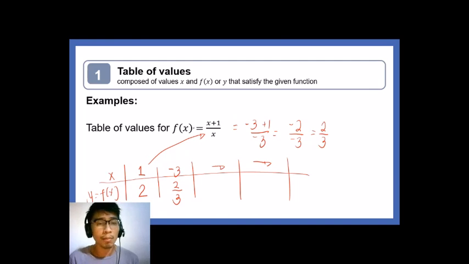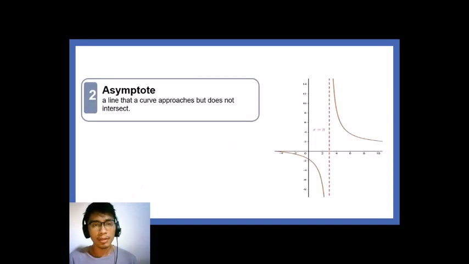So what are the numbers that will not satisfy for the value of x? Obviously, once the value of your x is 0, your denominator will become 0, and that will become undefined. So you avoid the values that will make your equation undefined. Whatever you put on your table of values, simply the values that will satisfy the given function, ladies and gentlemen. Okay, so that is the first representation, the table of values.